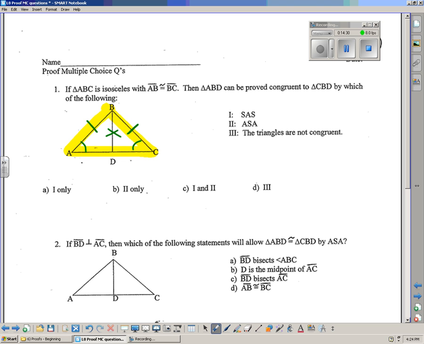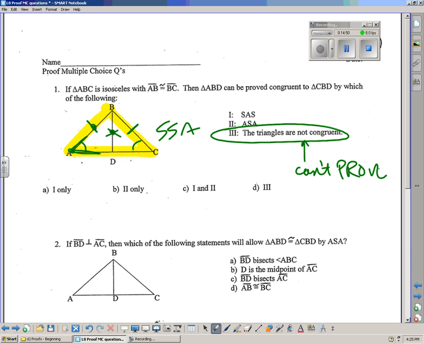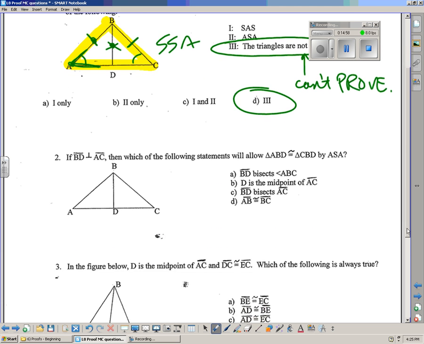Well, right now, if we were to spell this out, we would have S, starting here, then S, then A, because this angle is not connecting the two marked off sides. So SSA doesn't work. So right now, I shouldn't say the triangles are not congruent, but you can't prove them to be congruent at the moment. So choice D, Roman numeral 3, is the answer.